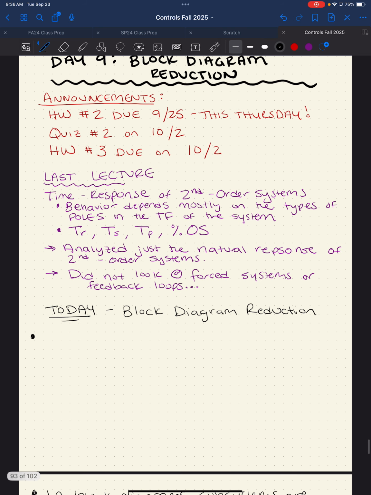Today we are going to start looking at these forced and feedback loop systems by taking a closer look at block diagrams. So we'll look at block diagrams and see how we can take what might start out as a pretty ugly block diagram of a really complicated system and write an equivalent system that is just one input, one transfer function, one output. So we're going to take a nasty block diagram and reduce it down to a more simplified form. And then that simplified form is what we can analyze using a lot of the same tools that we've already talked about for second order systems.